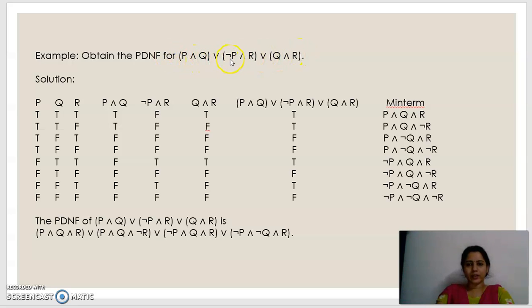First find out P and Q. Next find out not P and R value. Next find out Q and R value. And again find out the whole statement. So the different truth values are these.